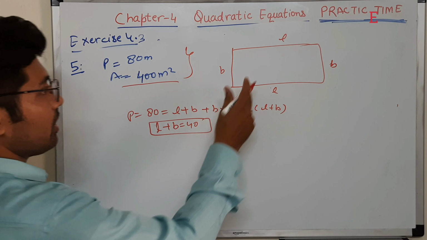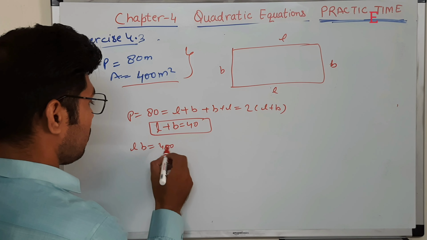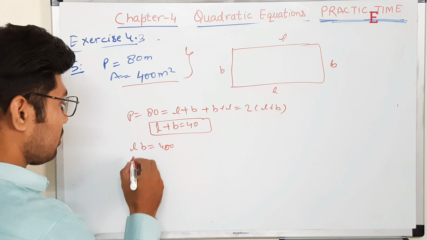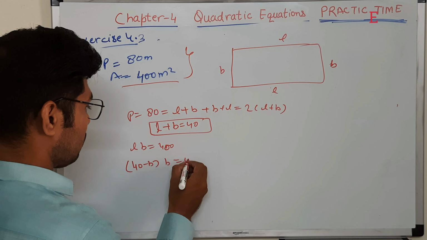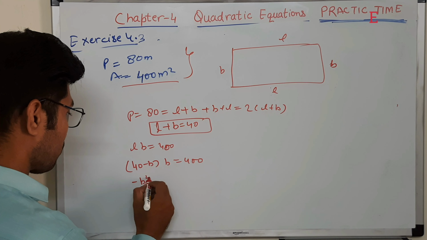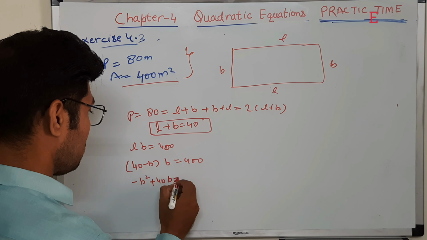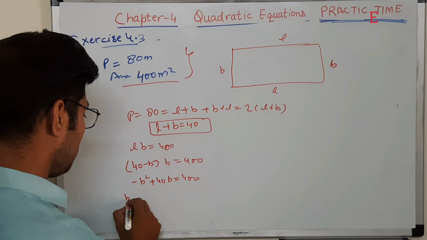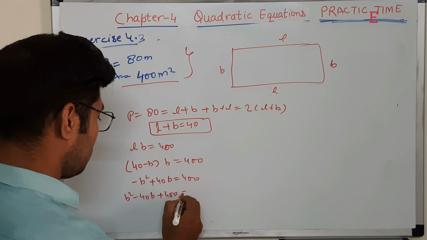Now area is L into B. LB is equal to 400. Put the value of L here. You get 40 minus B into B is equal to 400. So it will be minus B square plus 40B is equal to 400. You will get B square minus 40B plus 400 is equal to 0.